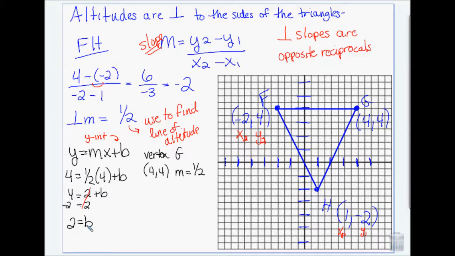Okay, this is the y-intercept, right? The y-intercept 2 is right here. So if I connect these 2 dots, it's going to be at a 90-degree angle to this because I used a 90-degree slope.